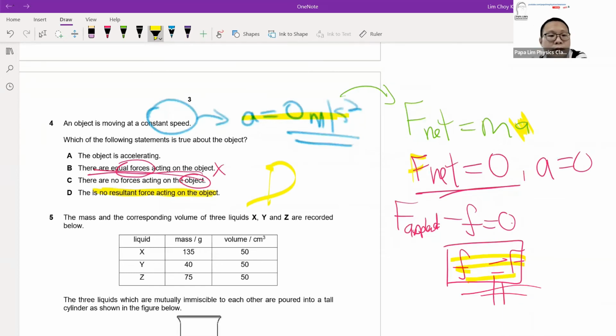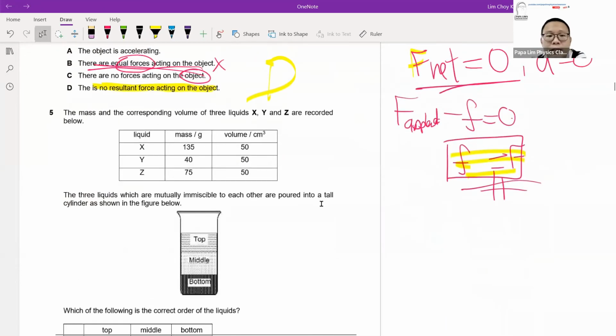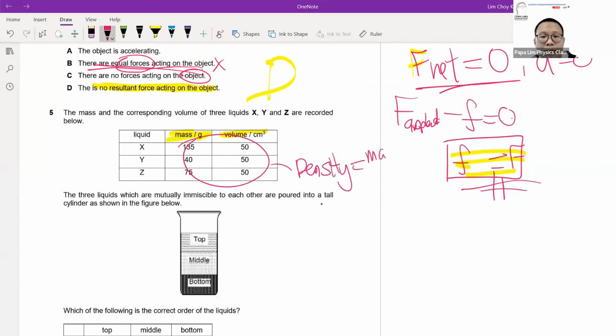Now, question 5, we look at the mass and volume. We look at which is floating and sinking, so which is on top and which is below. The moment I have mass and volume, you will know that it will be a test of understanding in terms of density. The density formula is mass divided by volume. So you calculate the density of each of the liquids. If you have liquid X, you calculate mass divided by volume, and you get the density of each. From there, we can decide whether the object floats or sinks.